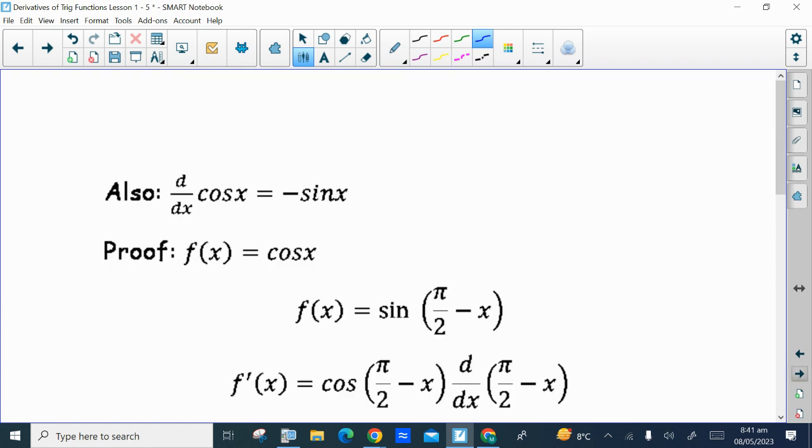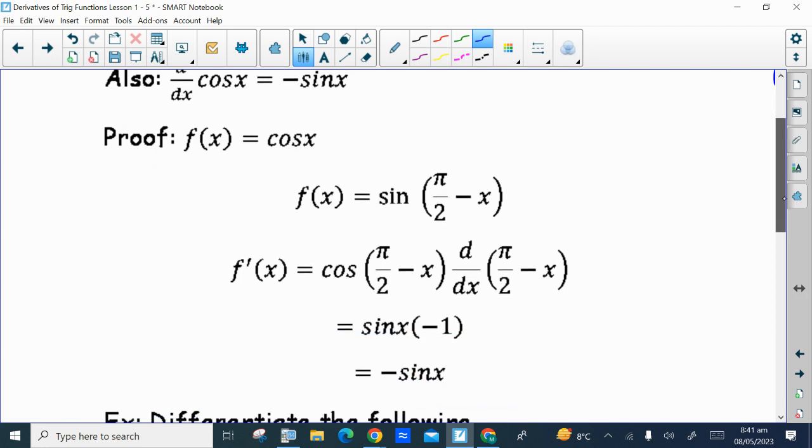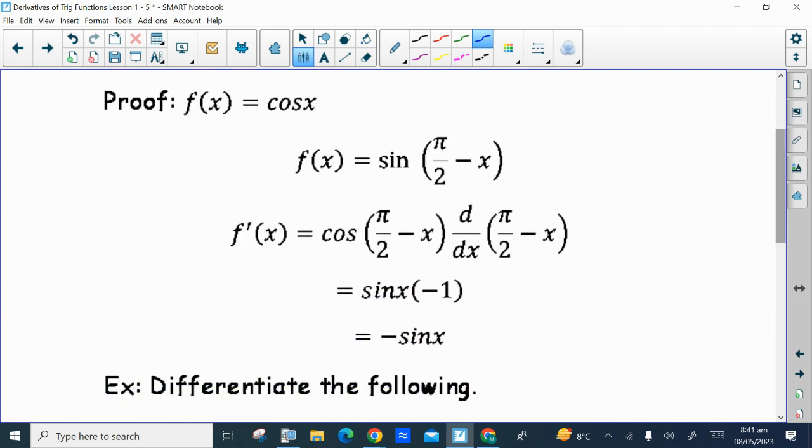On the next page, the derivative of cosine is negative sine. And again, this can be proven. So this is proven using one of our related angle identities. If you look on your formula sheet, you'll see that the sine of pi on 2 minus x is equal to the cosine of x. So the cosine of x equals the sine of pi on 2 minus x. So if we start with that relationship, that's what we take the derivative of.